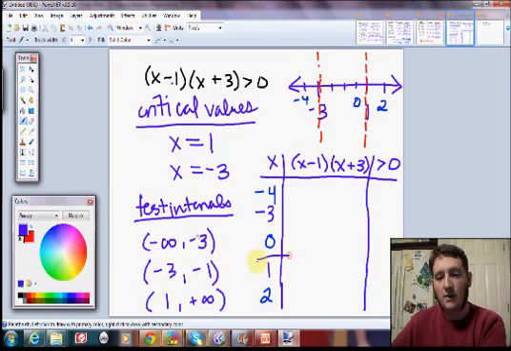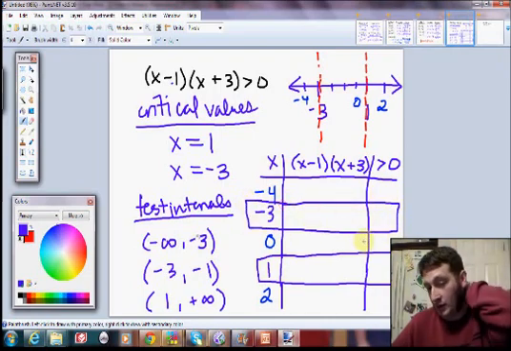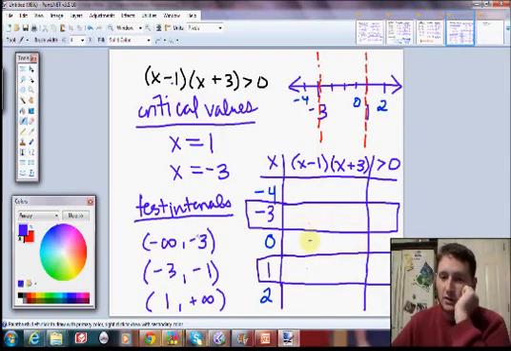So let's see if I can do that neatly. And if I can't, I'll just not do that. That's not too bad. And I do these boxes just to even further emphasize that these two are critical values, okay? That's where these two came from. And so there's your table. And let's fill out the table.